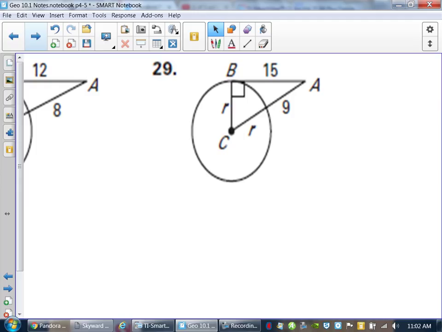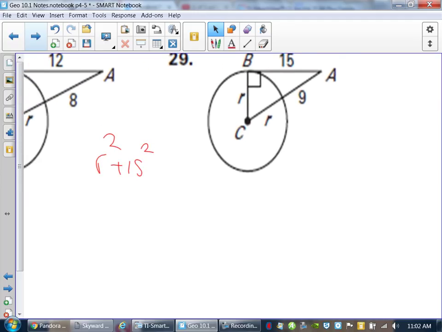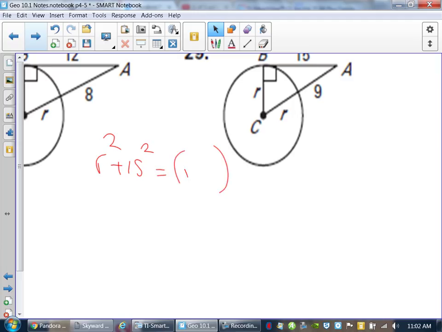Same idea. You've got your R for the radius. The tangent segment is 15. The hypotenuse in this case would be how much? 9 plus R. Thank you. Remember, hey guys, you're not multiplying the segments together. It's 9 plus R or R plus 9. Either way is the same. So you'd wind up with R squared plus 15 squared is R plus 9 quantity squared.